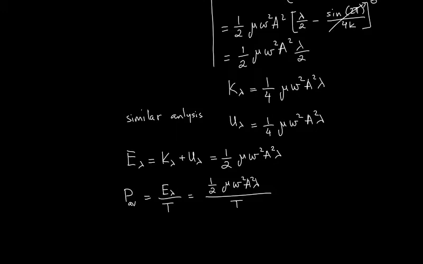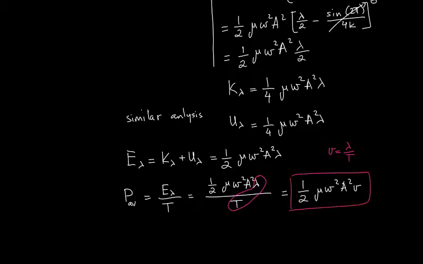Well, let's recall what lambda divided by the period is. We have learned that V equals lambda over the period. So I can rewrite this equation for P average to be 1/2 mu omega squared a squared V. So this would be our average power.